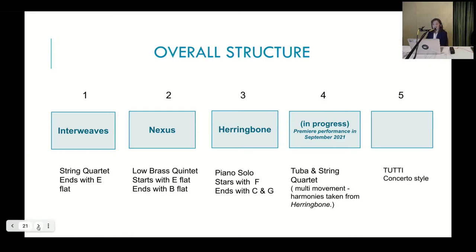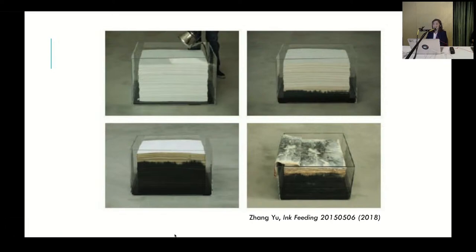So for me, I want to go back to one of the artworks that Adrian talked about earlier. It's this performative art piece, Ink Feeding by Zhang Yu, whom I met at the exhibition in 2018. So here, if you look, the artist, and I saw the artist himself do it, was pouring black ink into this acrylic box filled with a very simple material, which is rice paper. And as he performs this repetitive action, the ink slowly absorbs into the rice paper, from white rice paper, over a few days.